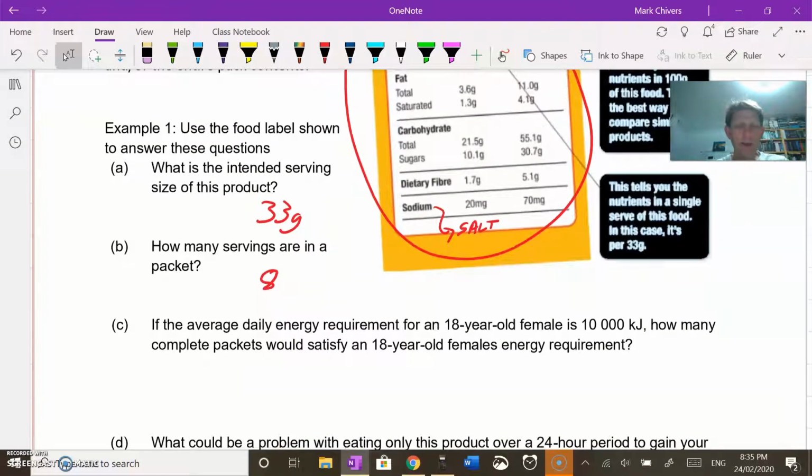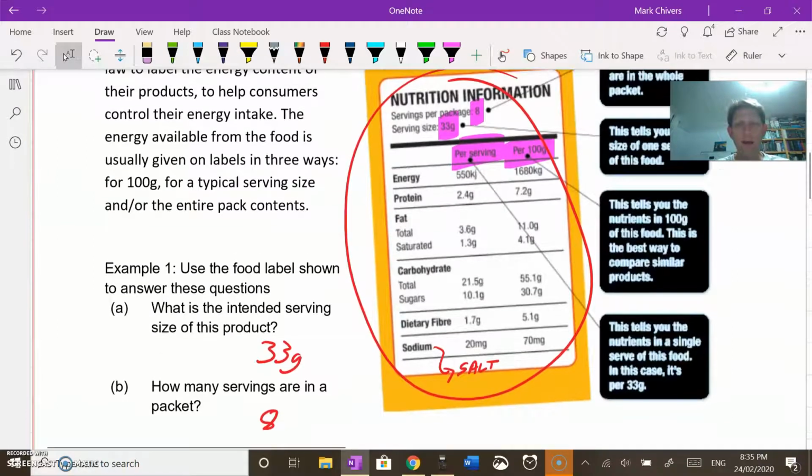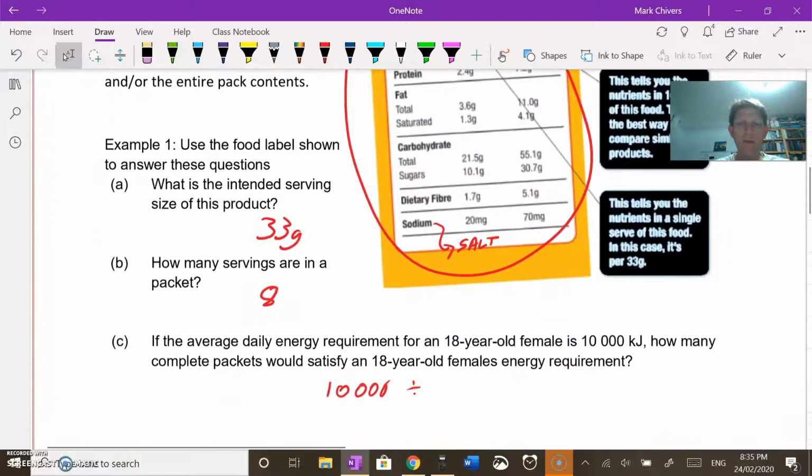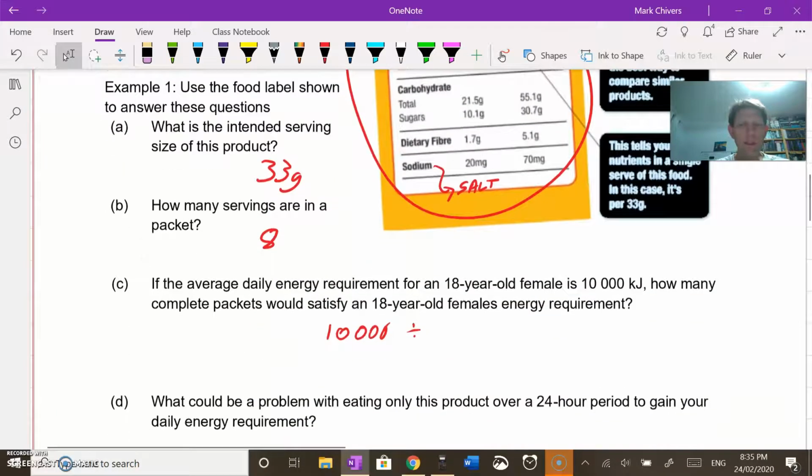Now the next question is the average daily energy requirement for an 18-year-old female is 10,000 kilojoules. How many complete packets would satisfy an 18-year-old female's energy requirement? So what we want to know is if we take that 10,000 kilojoules they've got to have in the day and divide it by the number of kilojoules in this packet. Well, how many kilojoules are in this packet? Unfortunately, it doesn't actually say. So we might go over here and first work out how many kilojoules per packet.